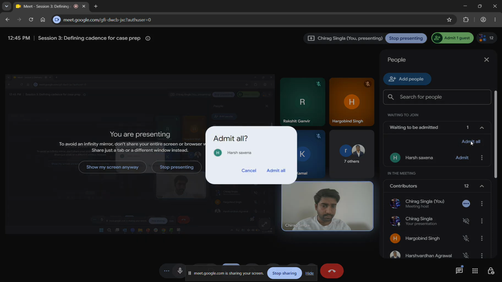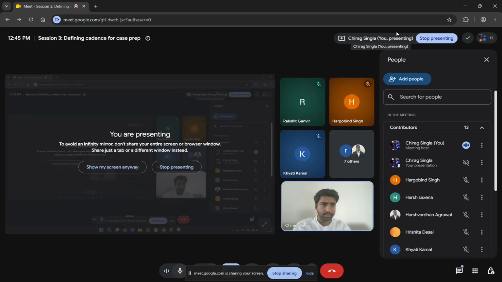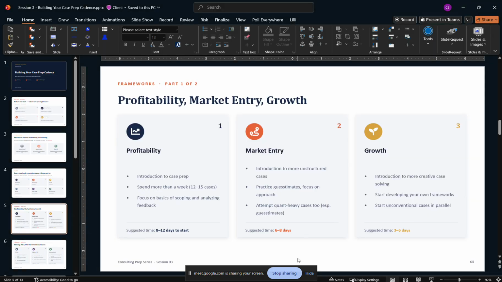And then we otherwise continue to market entry. But at the bare minimum, please try to spend at least more than a week here. Do more than 10, 12, 15 cases. Get your muscles right. Get your structured thinking in place, and then move on to the second one.